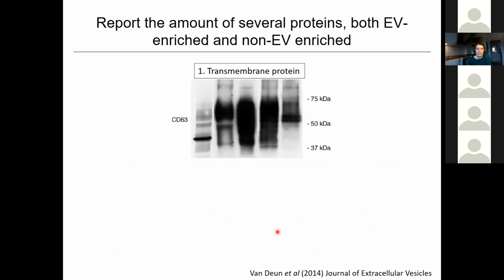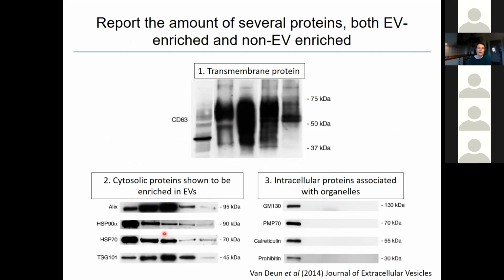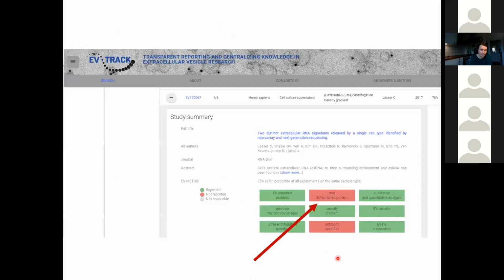So in this paper, it's very nicely illustrated. They have firstly looked at CD63, a transmembrane protein, and they show the presence. They then look at 4 different cytosolic proteins and show the presence. And in the end, they have 5 different proteins for different organelles to show that these are not present. So when I'm reading this paper, I'm very confident that these authors have vesicles in their preparation, and that they have done a good job in determining that.